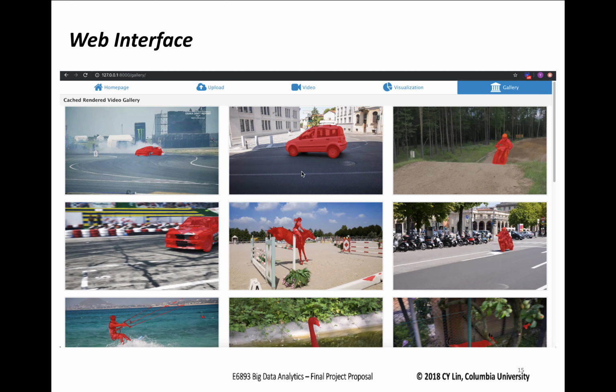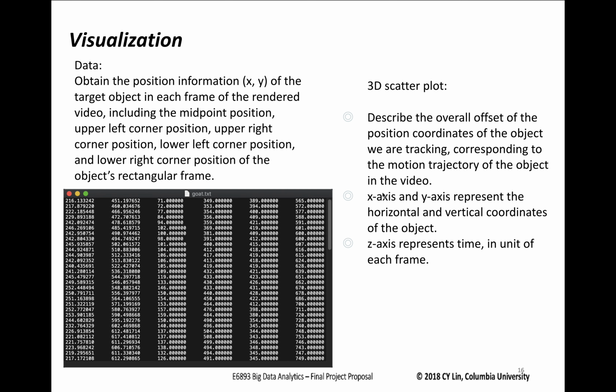Next, here is a gallery of all the cached rendered videos we use in this project. Also, we do a very fancy visualization. For this data visualization, we obtain the position information of the target object in each frame of the rendered video, including the midpoint position and the upper left, upper right, lower left, and lower right corner positions of the object's rectangular frame. The first data file we get is this TXT file. The first two columns are the midpoint position, the next two are the upper left, and these two are the lower right corner position. We first do data augmentation to get the other two corner positions, then convert it to a CSV file for further use in JavaScript.